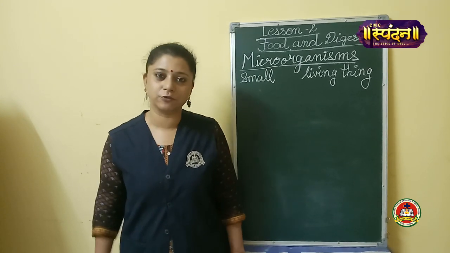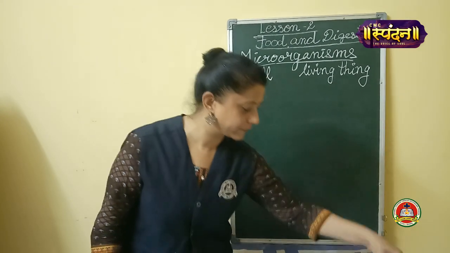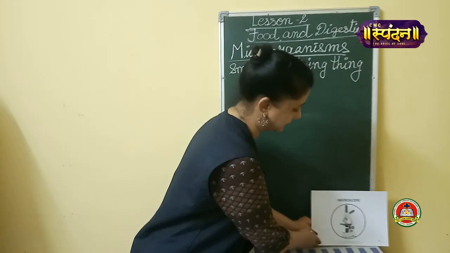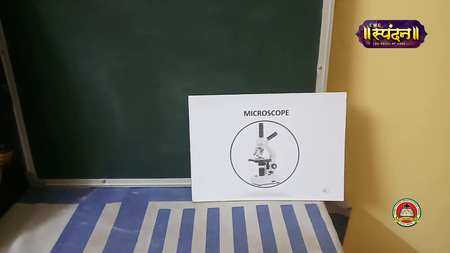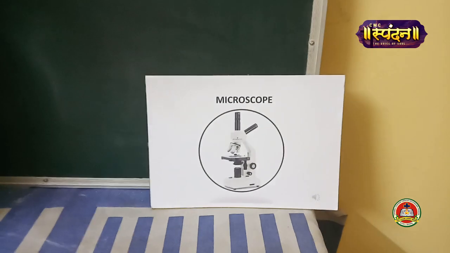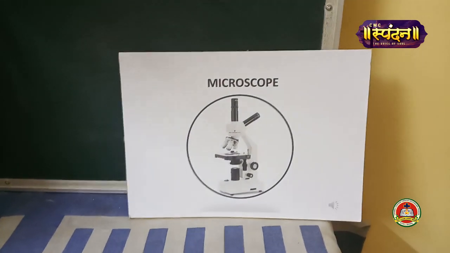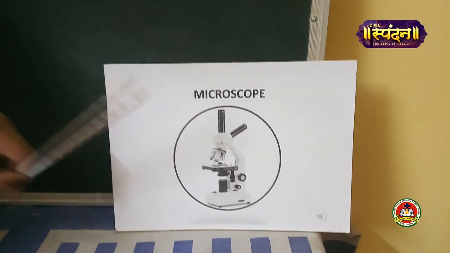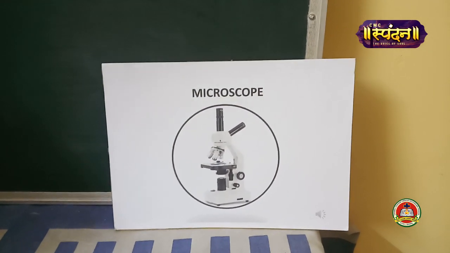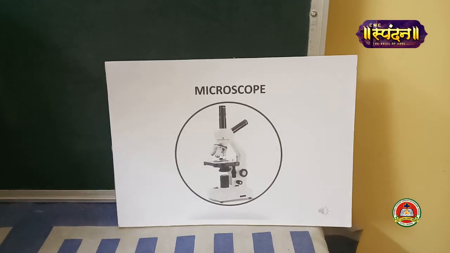I'll show you a picture of a microscope. This is a microscope. It is an instrument which is made up of lenses that make tiny objects look big. So with the help of this, we are able to see the microorganisms.